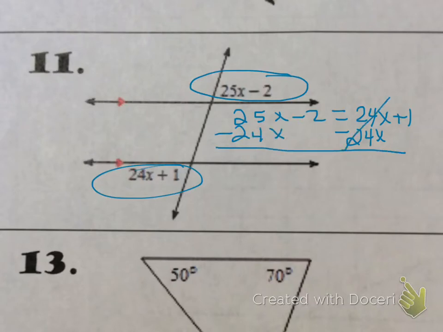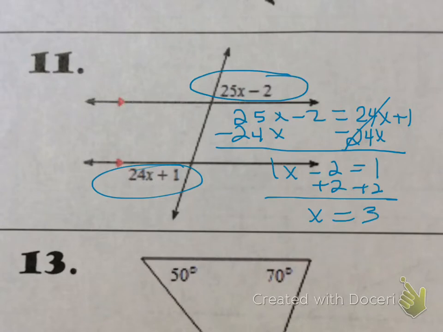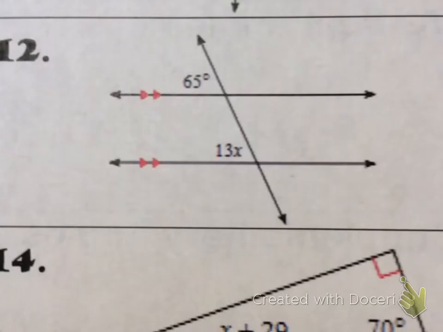It cancels over here, which is what I wanted it to do, so I'm just stuck with the 1 on this side. Over here, 25x minus 24x is just a 1x, and I'd still have minus 2. So 1x minus 2 equals 1. Again, trying to isolate that x, I'm going to add that 2 to the other side, and I get 1x equals 3. I don't have to show the 1 on the x, so I'm done right there. All right, let's take a look at the next one.